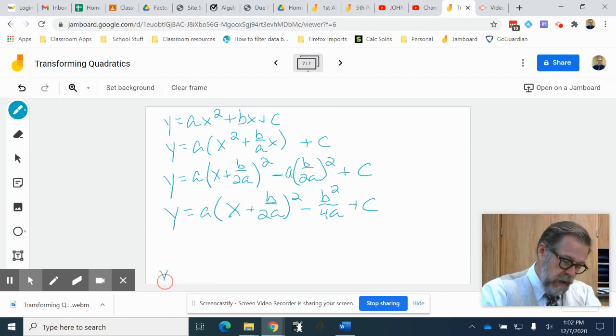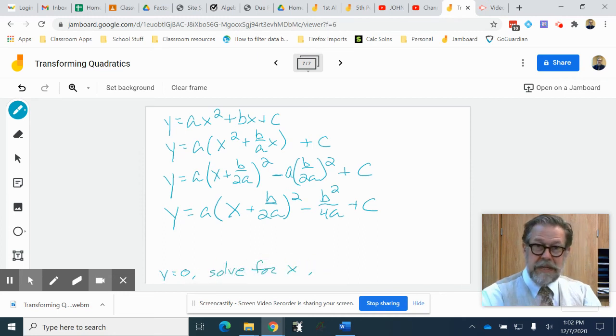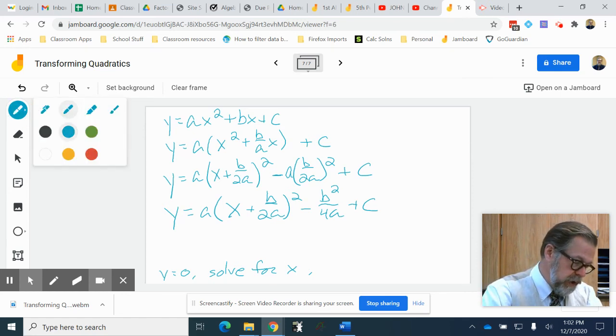And here's a little challenge question for you. If you make y equal to 0 and solve for x, what do you end up with? It's pretty interesting.